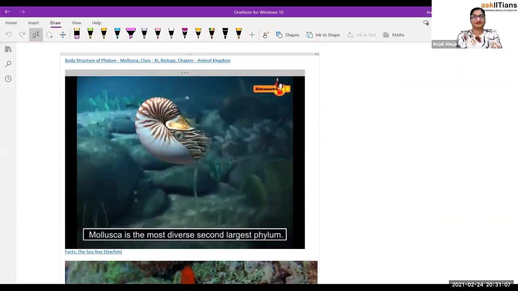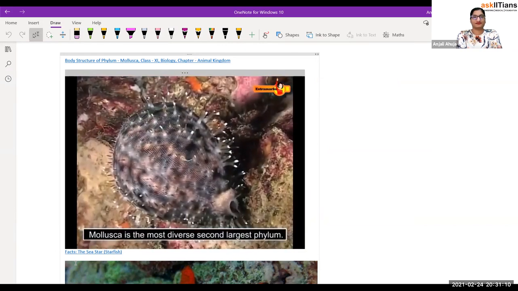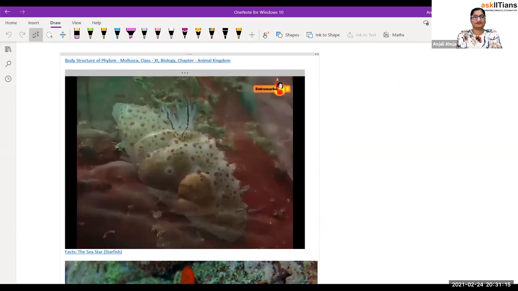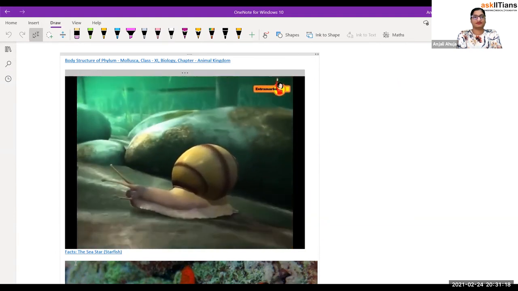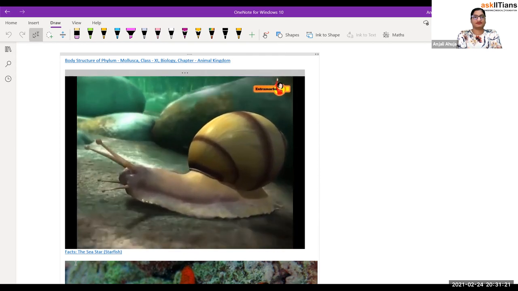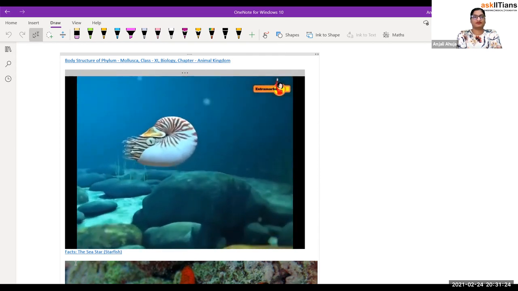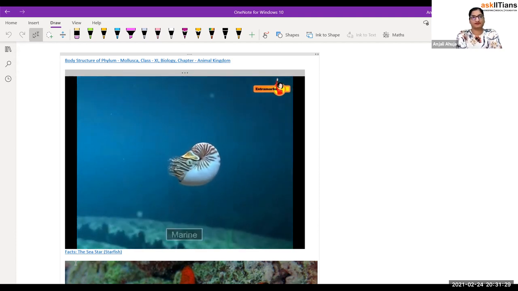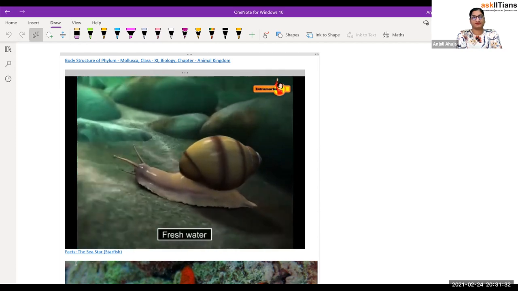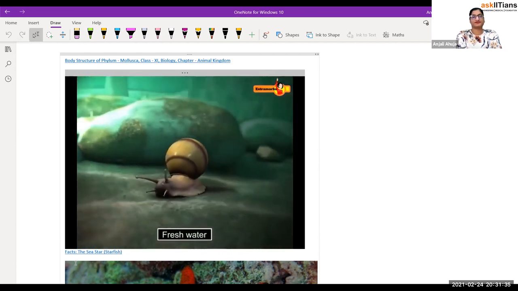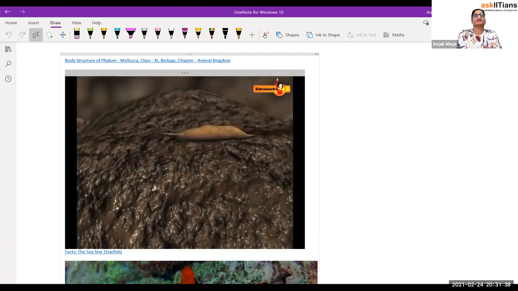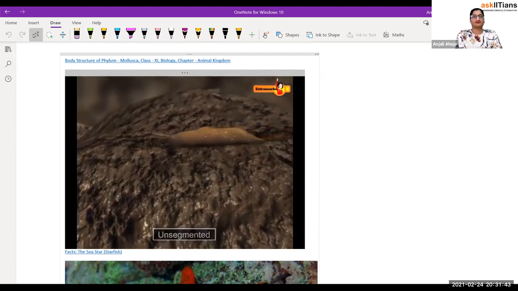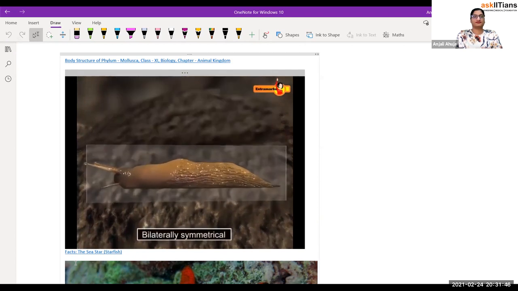Mollusca is the most diverse and second largest phylum of invertebrate animals. They are soft-bodied animals, often with hard shells for protection. Mollusks are mostly marine. Some are freshwater, or found in damp soil. The body is unsegmented and bilaterally symmetrical.